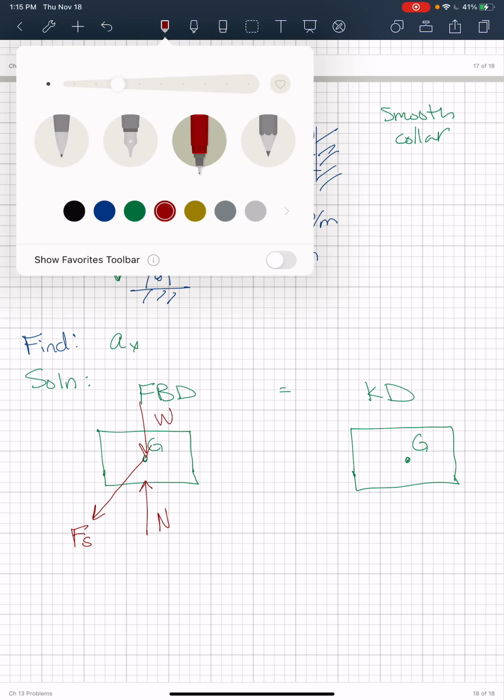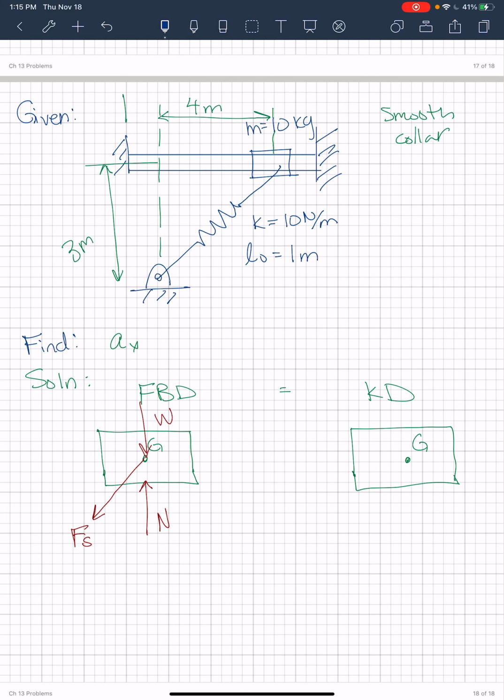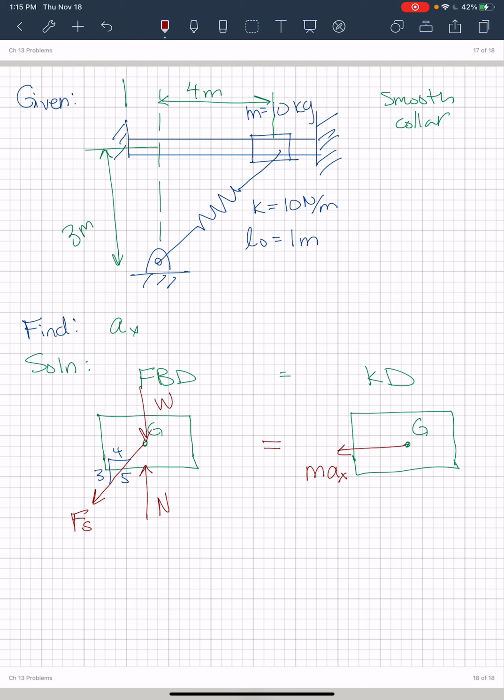And we know the direction of the spring, it's a 3, 4, 5 triangle. We're going to set this equal to the kinetic diagram, and for the kinetic diagram, we're going to have m times a sub x. We don't have any acceleration in the y direction because it's on that collar, or in the z direction, we don't have any rotation or anything on it. We're looking for the initial acceleration, so we're looking for that a sub x.